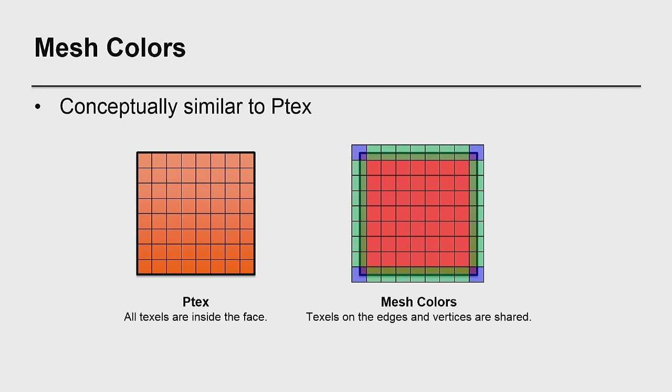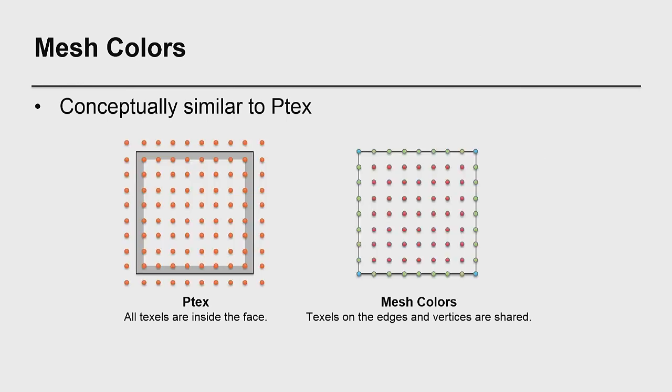In PTEX, you place the colors inside a face. With mesh colors, you place your colors along the edges and exactly on the vertices. And this seemingly minor difference actually has some practical consequences. We talked about this, right? With PTEX, as you get close to an edge, you will need to access the colors of the neighboring faces. With mesh colors, you get rid of that dependency. You just need to know your edge colors and vertex colors. So the information about a particular face can be self-contained.